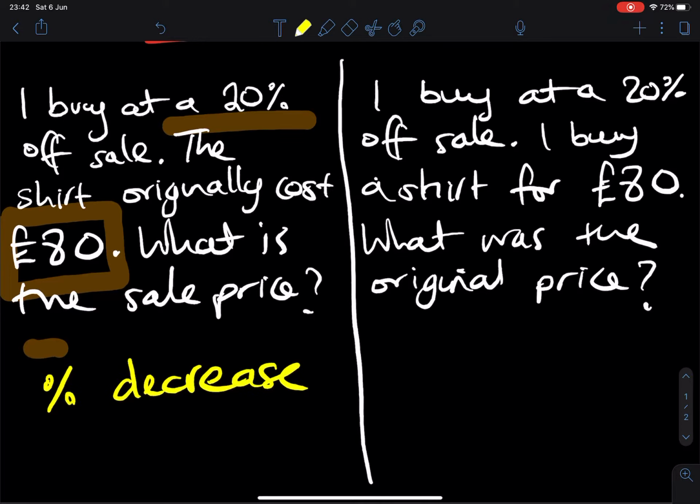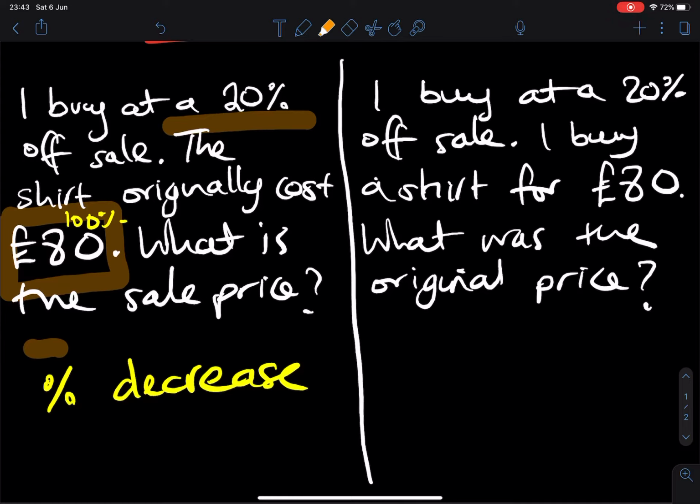I'm trying to work out from the original value, so this is actually 100%. You're trying to work out what the new sale price is. So it's a simple percentage decrease question, which we've done before. Whereas on the right-hand side, do I know what the original price is? I buy at a 20% off sale. I buy a shirt for £80 in the sale. So I don't actually know what the original price is just yet.